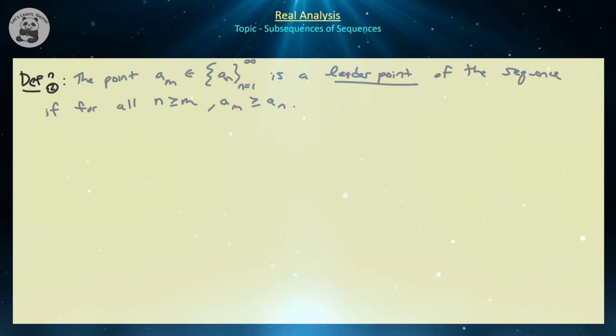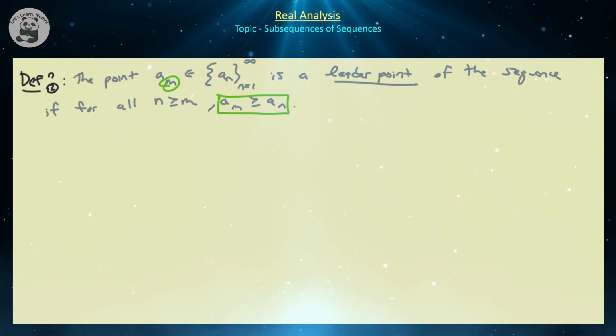Now let's define a new term for this conversation. Let's define a point Am that's an element of a real-valued sequence. We call that point a leader point of the sequence if for all n greater than or equal to the index of interest, that value is greater than or equal to all values that follow after it.